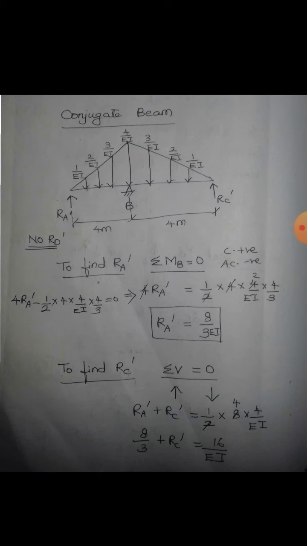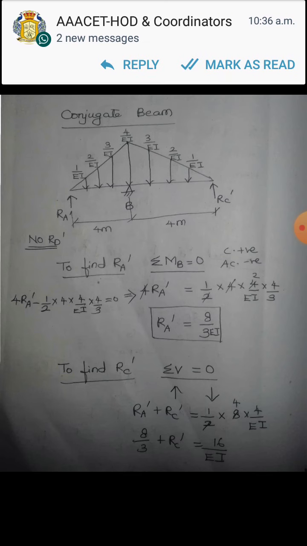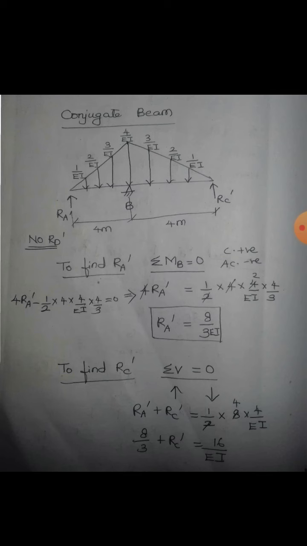To find RA dash, let us take the moment about B. This is also what we did in the last problem. Though we are not interested in finding the reaction at B, we took this point for finding the other reactions, RA dash and RC dash. Clockwise positive, anti-clockwise negative. So upward will have a clockwise moment, so plus 4 into RA dash, and the downward load will have anti-clockwise, minus half into, so till B, the load is the area of the triangle into the distance of the centroid. At B is a straight edge, so the distance will be 4 by 3. So half into 4 by EI is the area of the triangle, into 4 by 3. Using that you get RA dash equal to 8 by 3 EI.